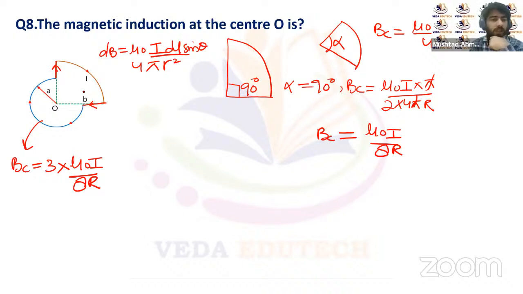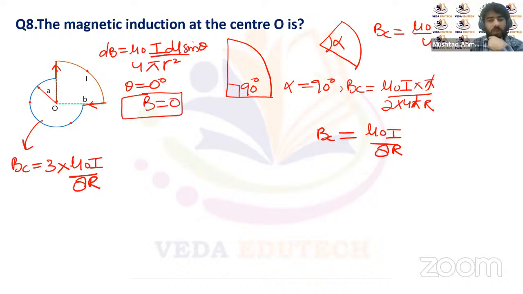Now, theta here is the angle between the current element and the line joining the point where the magnetic field has to be calculated. If we join this line with this point O, we can see these two points and this line are along the same direction, or we can say the angle between them is 0 degrees. So theta in this case will be 0 degrees for these lines. If theta is equal to 0, the magnetic field has to be 0.